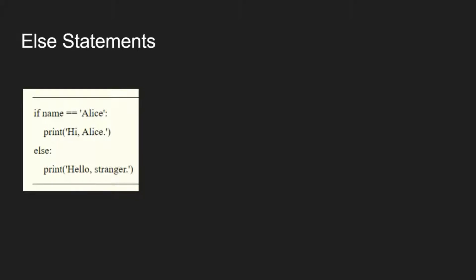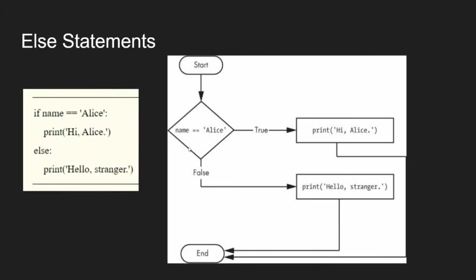So returning to this Alice example, we can use the else statement to make a case for if the person isn't Alice. So we start, if it's Alice, then print hi Alice, and then the code ends. But if it's false, if the name does not equal Alice, then we say print hello stranger, and then we end.